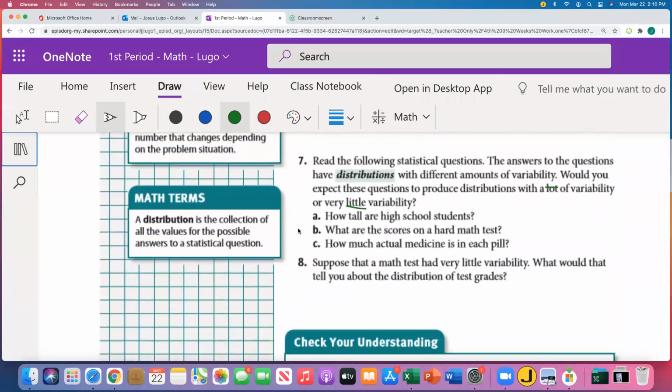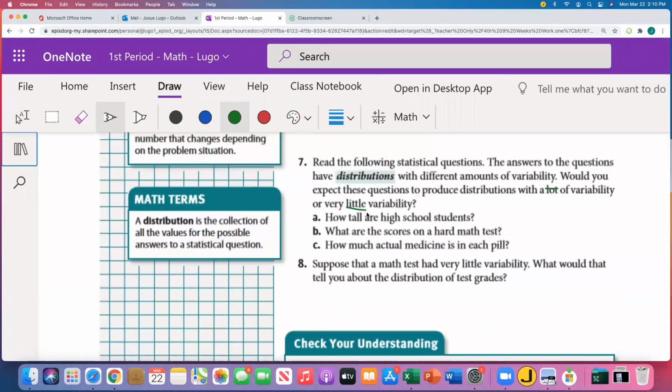So we're only doing 3, 7, and 9. And notice how, for example, on number 7, all you're doing is you're going to write, is there a lot of variability, a lot of potentially different answers, or very little variability for the following questions? For example, how tall are high school students? If you were to line up all the students in a high school, is there going to be a lot of difference in their heights? Or are they all going to be the same 2 heights or same 3 heights? All right. Is it going to be a lot or little?